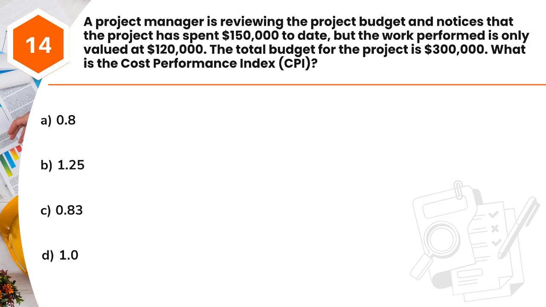Question 14. A project manager is reviewing the project budget and notices that the project has spent $150,000 to date, but the work performed is only valued at $120,000. The total budget for the project is $300,000. What is the Cost Performance Index, CPI? A. 0.8. B. 1.25. C. 0.83. D. 1.0.